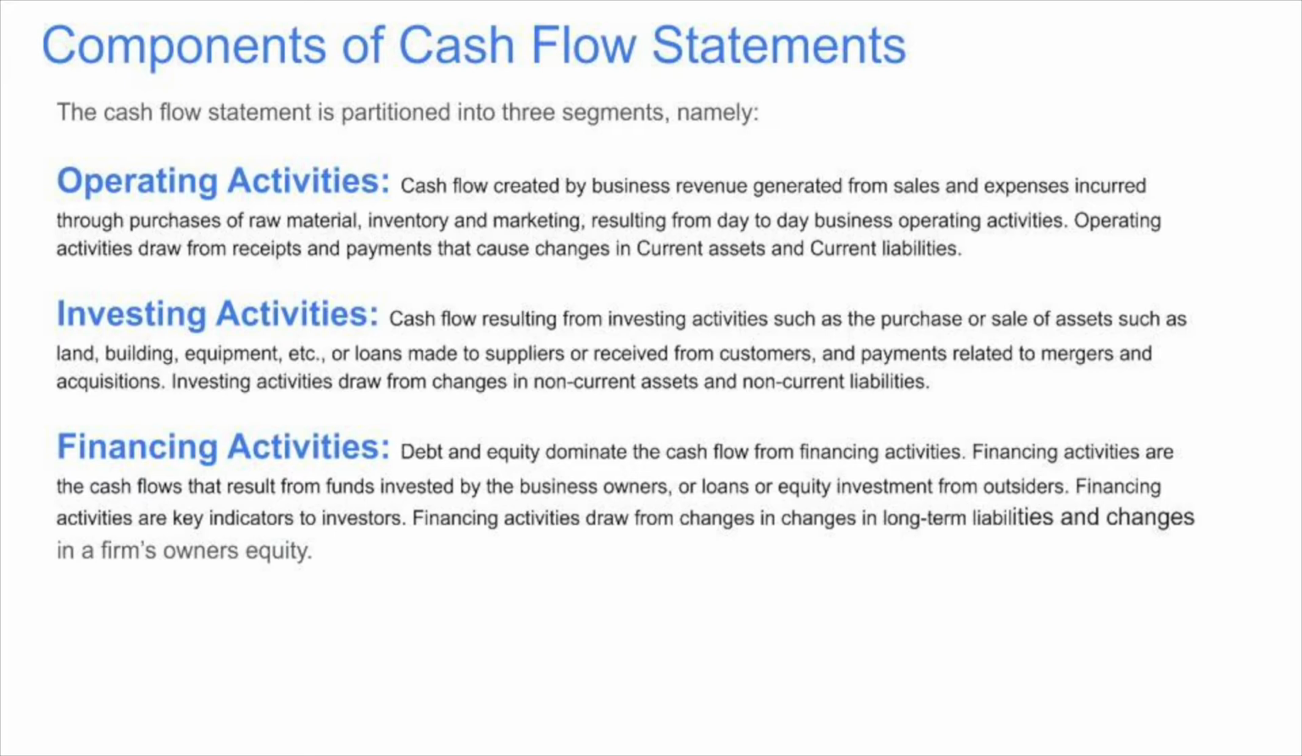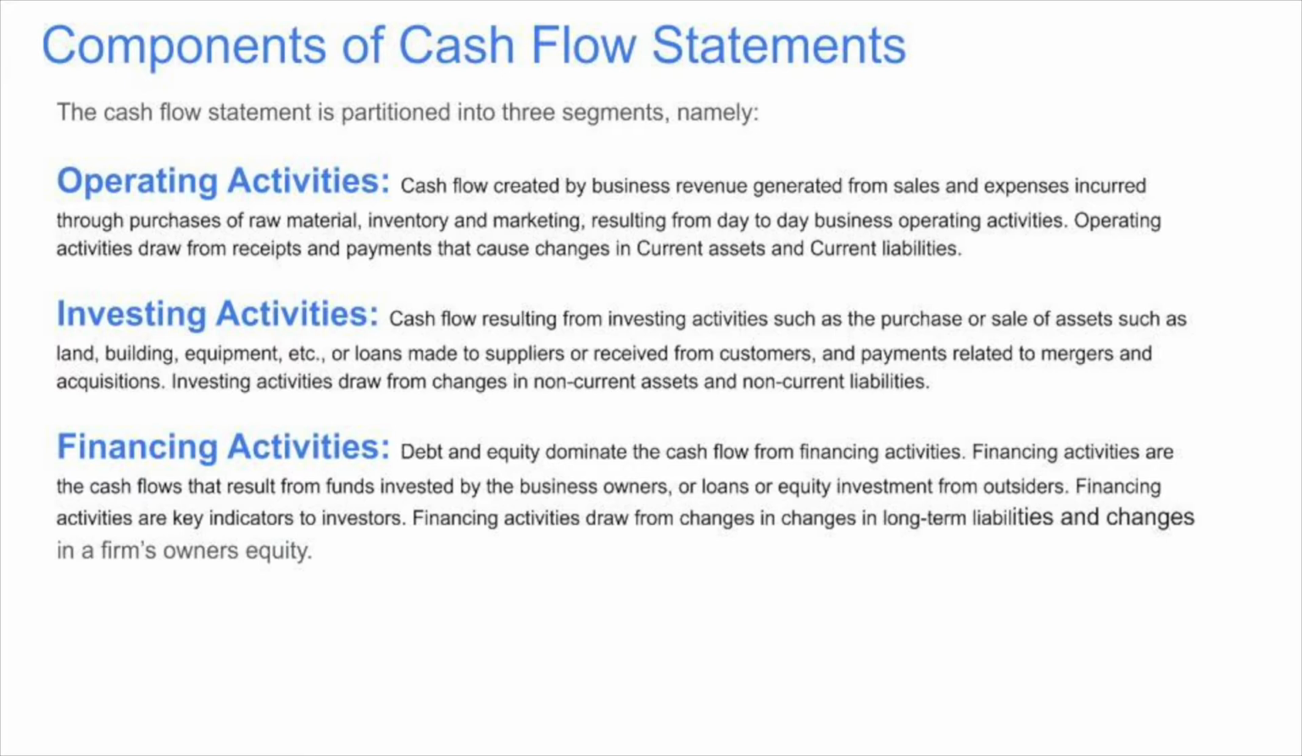So cash flow resulting from investing activities, such as the purchase and sale of assets, such as land, building, equipment, etc., or they could be loans made to suppliers or receivers of customers, payments related to mergers and acquisitions. Investing activities draw from changes in non-current assets and non-current liabilities. So it's a longer term. So any funds that are received or spent to invest in the business, meaning a long-term purchase or a long-term operation, that's what would be classified as investing activities.